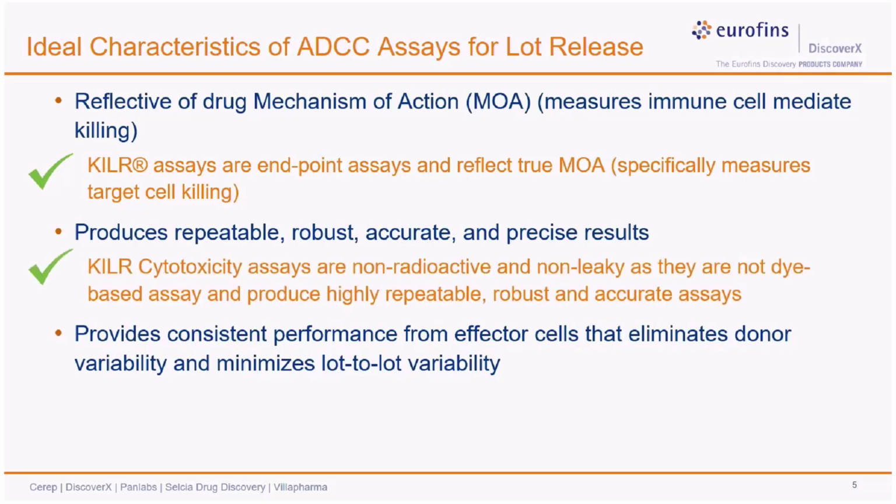Next, killer assays produce highly repeatable, robust and accurate results. These are not radioactive or fluorescent dye-based assay systems and thus are not leaky, which is one of the main issues with several other cytotoxicity assay systems. As you will see in the next slide, the killer assays are based on a reporter protein which is stably expressed in the killer target cells and produces a signal only from target cell death, and will not account for any effector cell death if that is happening in the assay. So the signal is extremely specific only to the target cell death.